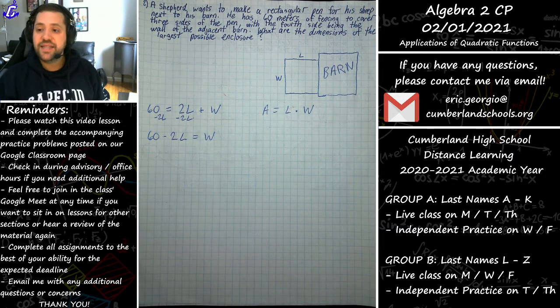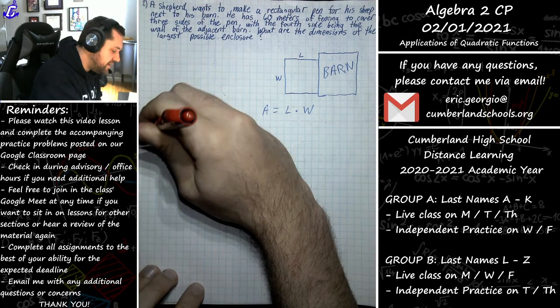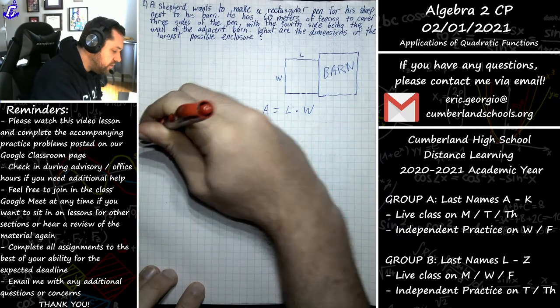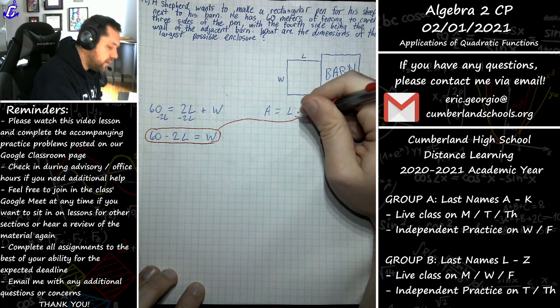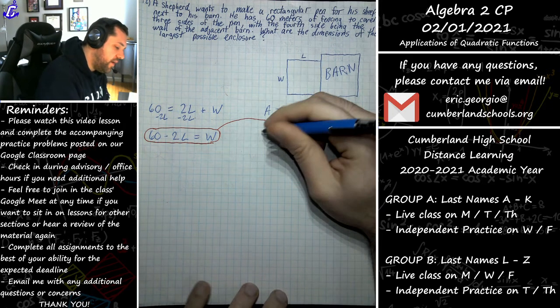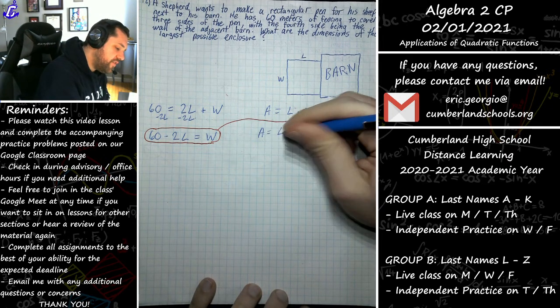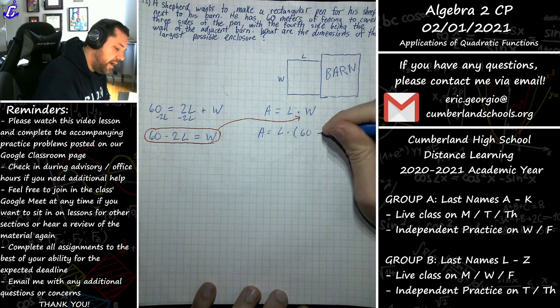Right? Now that we know that W can be written and expressed as 60 minus 2L, well, let's use that information to plug it into the formula, right? And that will tell us that our area should equal the length times the width, but we're not going to call it the width anymore. It's now going to be 60 minus 2L.